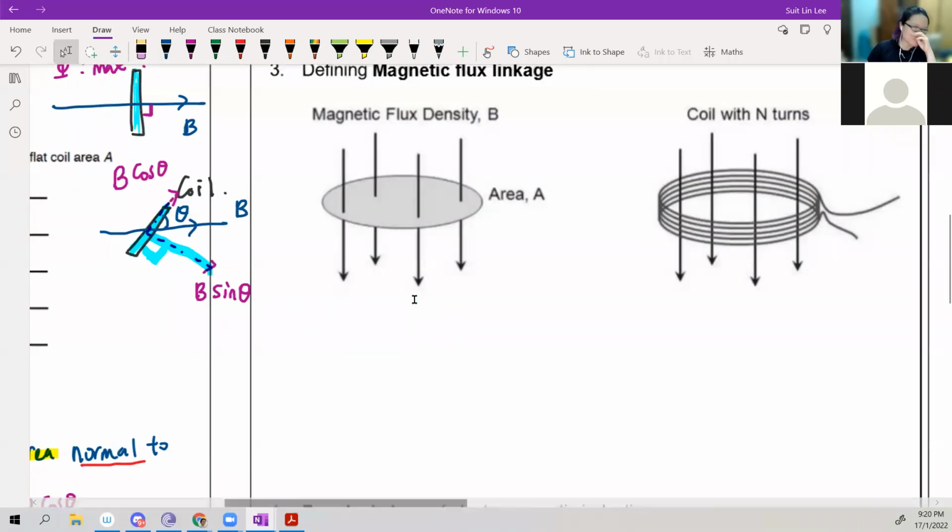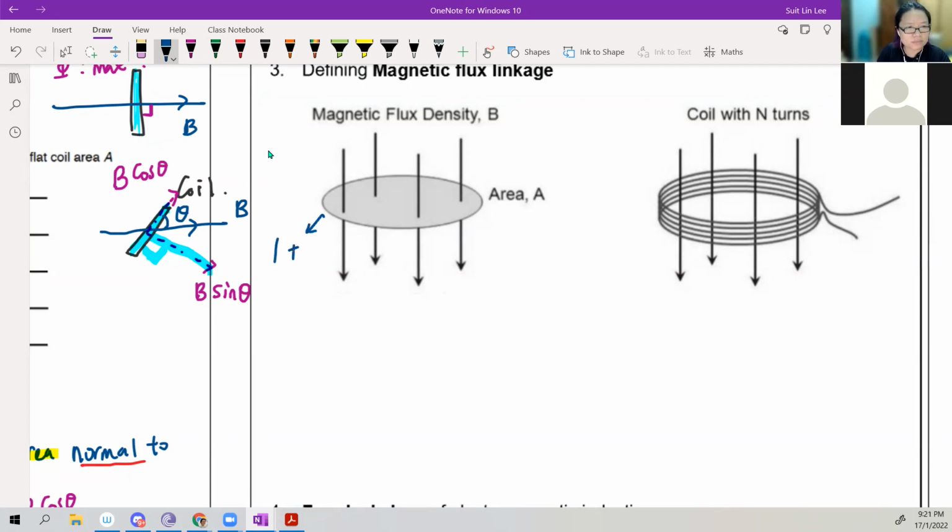And of course, sometimes we have more than one surface area, right? We don't just have that one area. Sometimes we have many turns of coil. So in this case, when it's one turn, the term that we use is magnetic flux. What you learned just now, right? Because this happens to be 90 degrees, so flux is, normally we use lowercase phi.